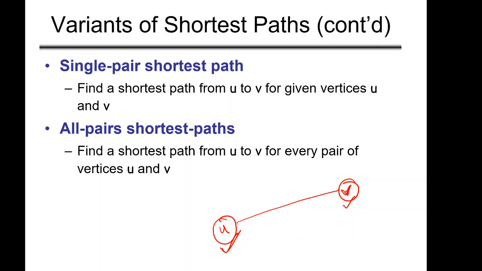Now all pair shortest path means you have to find the shortest path from u to v for every pair of u and v. This problem can also be solved by running the single source algorithm once for each vertex. But there is an algorithm through which we can do it in a faster way, and we will see that.